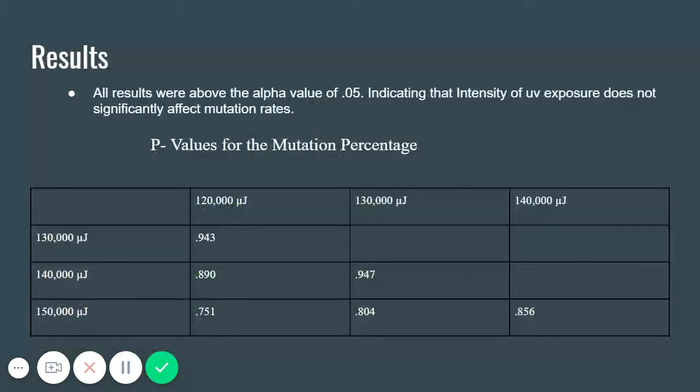And with my z-test, all of the results p-values were above the alpha value of 0.05. This indicates that the intensity of UV exposure does not significantly affect mutation rates.